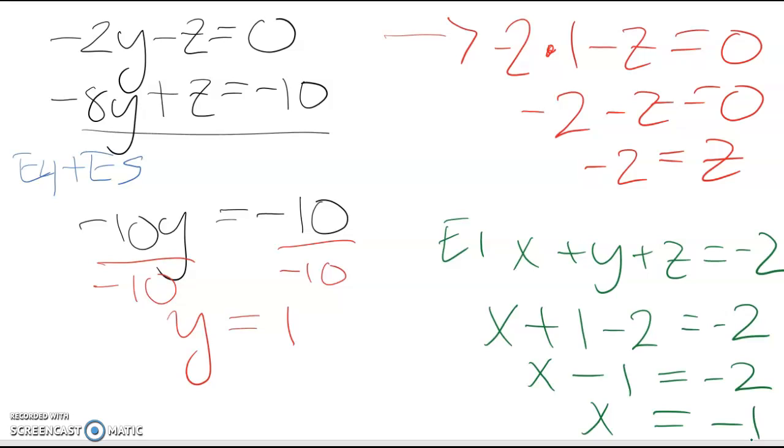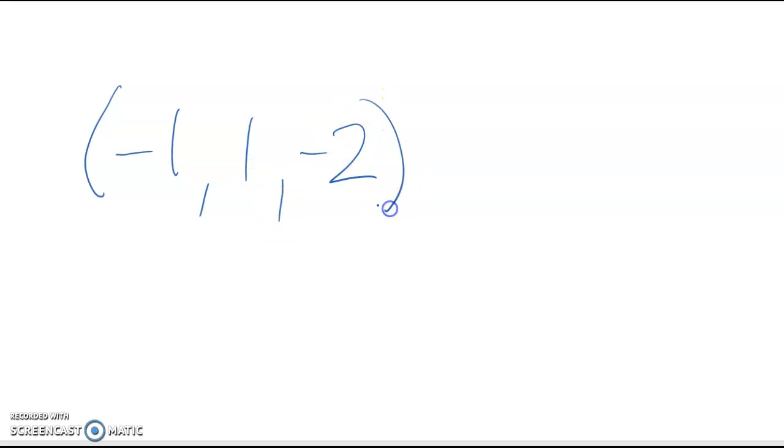Now, I'm not done. In order to be a solution to a system, you have to write it as an ordered triple, because it represents that point of intersection. So for my final answer, I get negative 1 for x, 1 for y, and negative 2 for z.